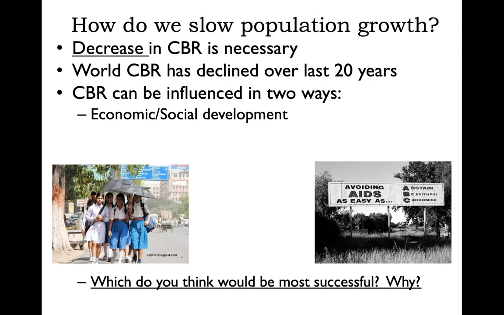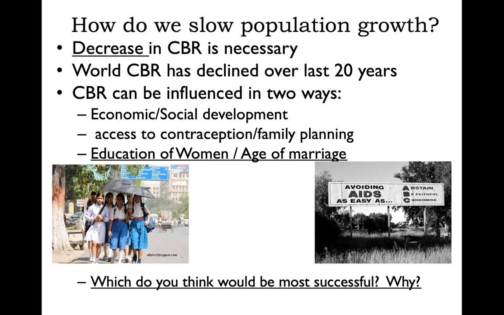And that's because crude birth rate can be influenced in 2 ways. It can be influenced through social and economic development, and also access to contraception and family planning, through the education of women and the age of marriage. Basically, how it works is that the more education or the more access a woman has to economic or social opportunities, the fewer children she is likely to have.